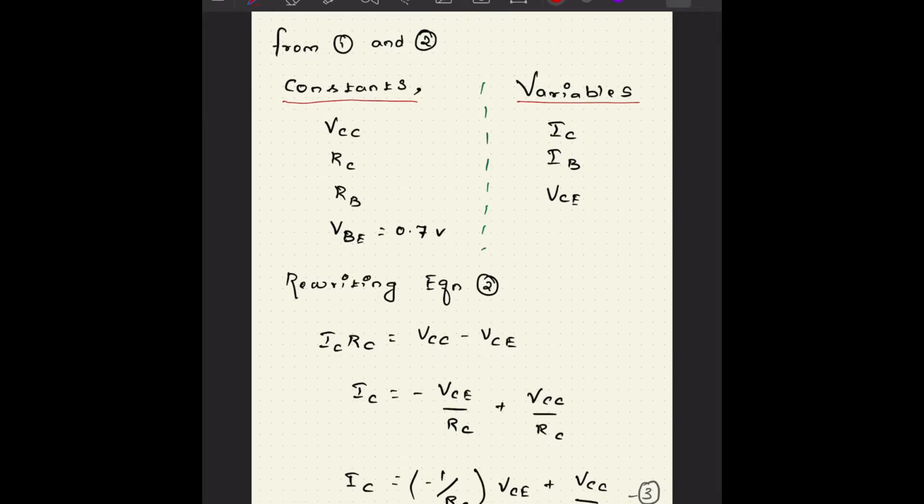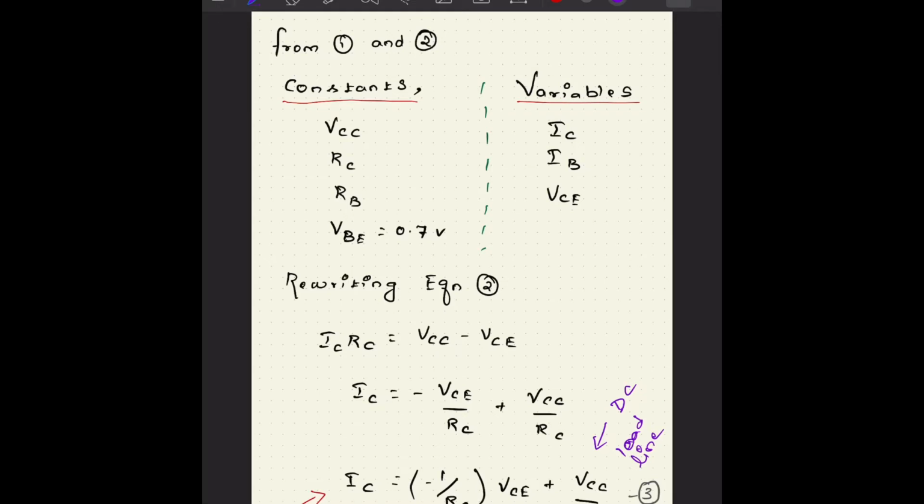Now we are rewriting equation number 2 from the previous page, that is IC RC is equal to VCC minus VCE. So IC is equal to minus VCE by RC plus VCC by RC. This equation is similar to a straight line equation, right? We plot the output characteristics of the transistor with IC on the y-axis and VCE on the x-axis. Here you can see it is a straight line. This equation is called the DC load line. That is a very important DC load line.